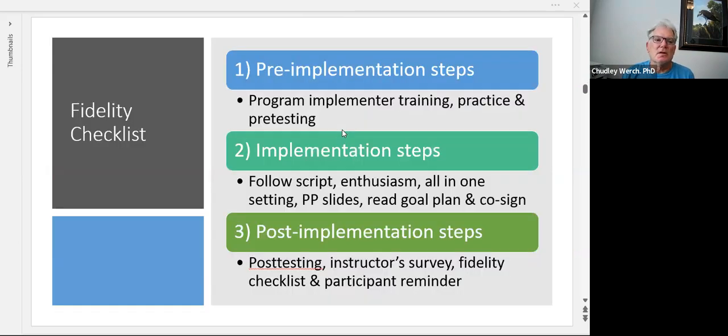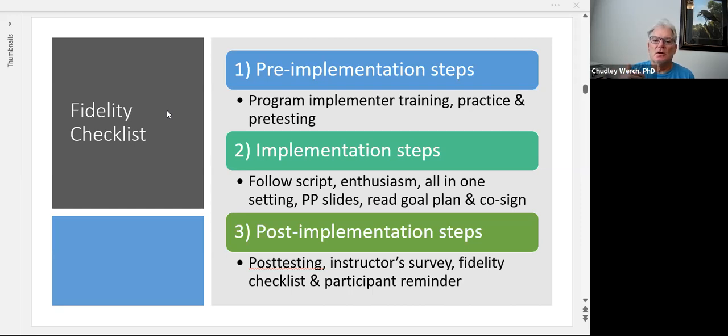Okay. Fidelity is the last, I think, or next to last measure I wanted to tell you. The fidelity checklist assesses pre-implementation, implementation, and post-implementation steps. You can see them here. Pre-implementation, for example, did you get trained before you implemented the program? Did you practice it? Did you implement your pre-test?